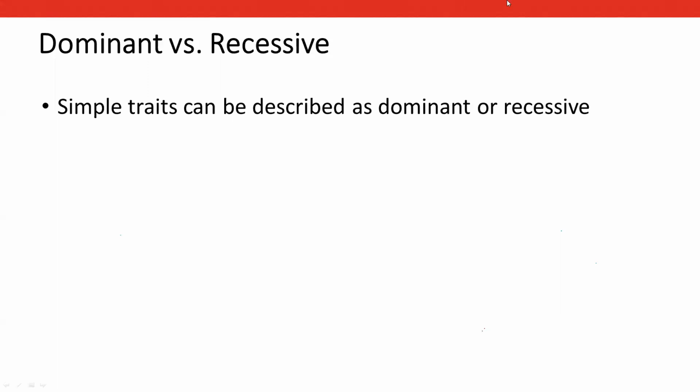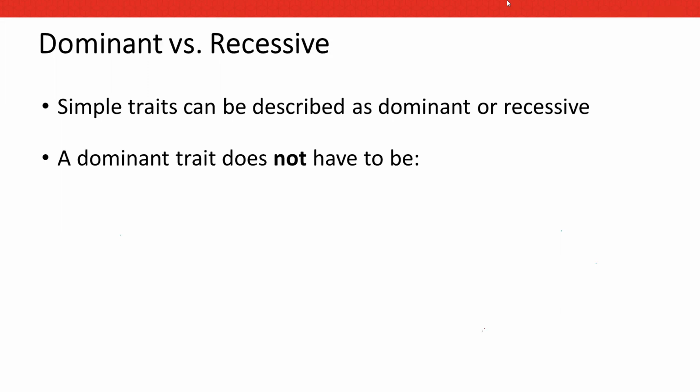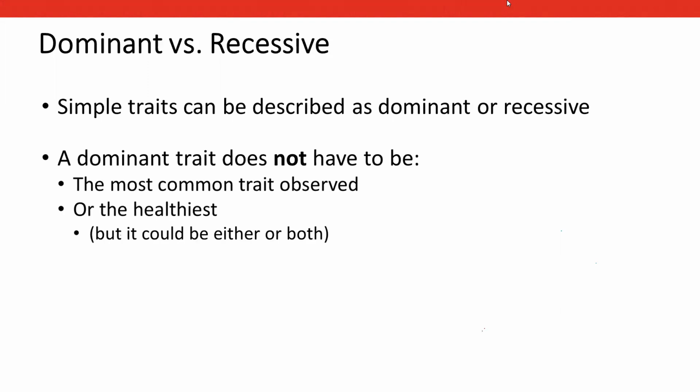Please, thank you. Okay, so simple traits can be described as dominant or recessive. A dominant trait does not have to be the one that's most common, and I see that misconception a lot. But a dominant trait is also not necessarily the healthiest, but it could be. It could be either or both of those. So for example, the BRCA1 allele, so the allele that is implicated in many types of breast cancer in humans, that is actually a dominant allele. So that obviously is not the healthiest, and it's also not the most common. Fortunately, a majority of people do not have this allele.